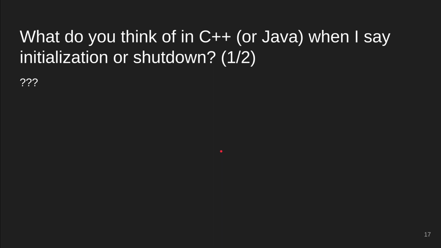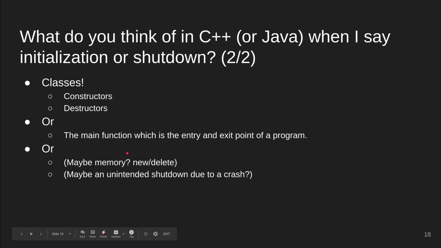Just maybe a C++ question here, but when I say initialization or shutdown, what do you think I mean? Go ahead and pause the video and think about this. If you've taken a moment to pause the video and think about this, well, I mean classes, think about our constructors or destructors. That's when we build new objects, when we create a new object and then destroy an object. Or maybe you think about this more foundationally, it's just like the main function. When we start the program, then it's running, and then eventually we shut it down.